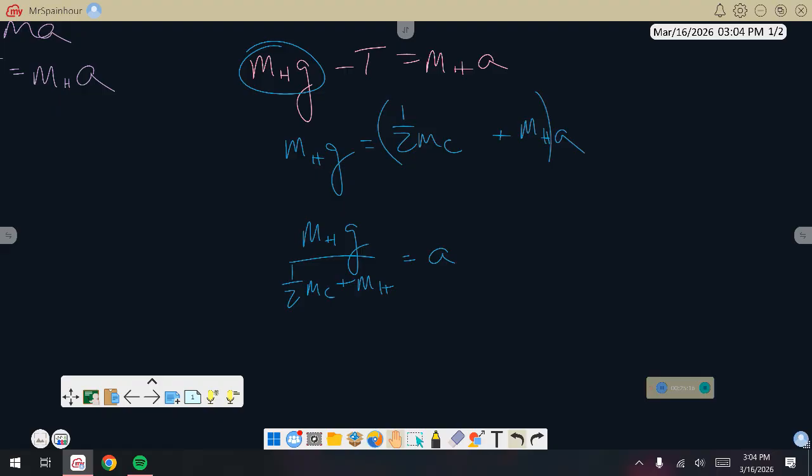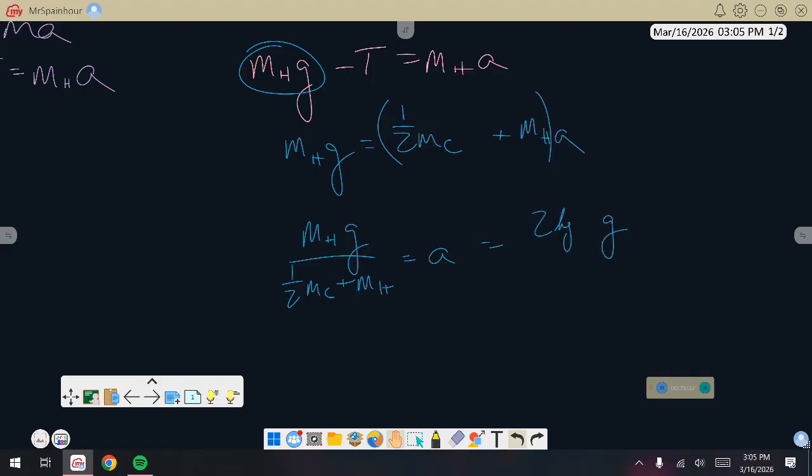And you can plug your numbers in. Of course, in this particular case, you should get 2 times 9.8 divided by, what was that, 2.5, 4.5, so a little bit under half. I'm going to guess like 4.6, 4.5 is what I got. What's the answer?